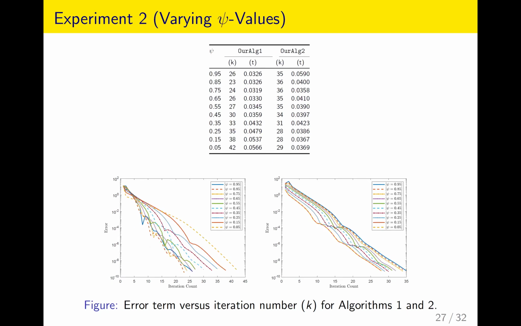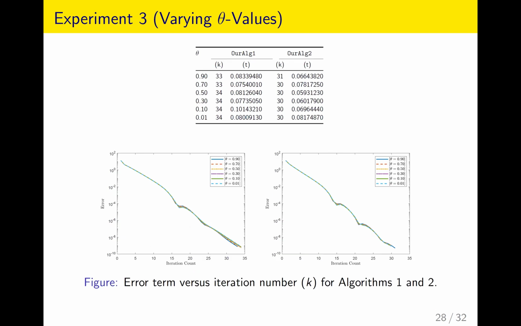Then we have the parameter psi, which is used in the step size formula, and this parameter belongs to 0 and 1. So we take values from 0.95 to 0.05. In the first algorithm, a higher value of psi provides a better result in terms of iterations and CPU time. In algorithm 2, because both algorithms have different step size criteria, a higher value of psi requires more iterations and more CPU time, which is different from algorithm 1.